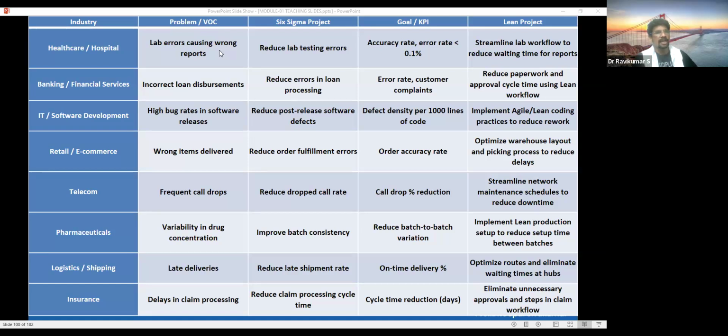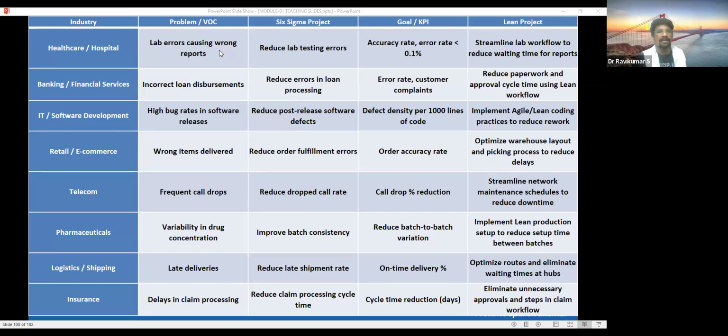Similarly, if you check into the banking sector and financial services, there is a possibility of incorrect loan disbursements. So how do we avoid this kind of problem? Reduce errors in loan processing. We have to reduce the errors which may reject the loan for customers, or which may provide acceptance for customers with no proper credentials. So you have to reduce both the errors. The important goals you have to set are the percentage of error rate and the customer complaints percentage. And convert that into digital work to reduce paperwork and approval cycle time using lean.